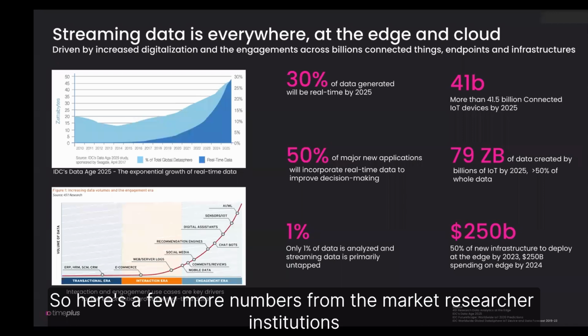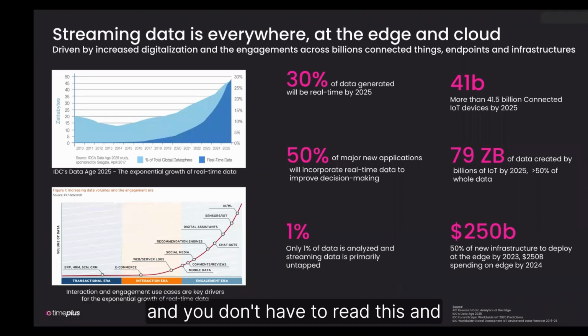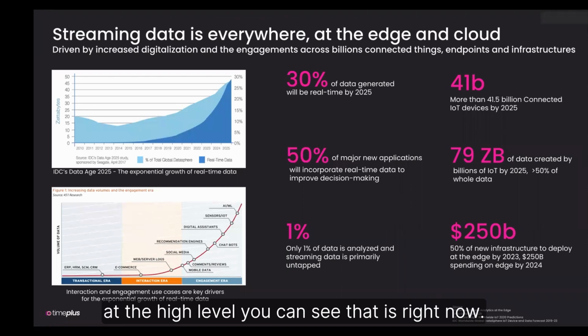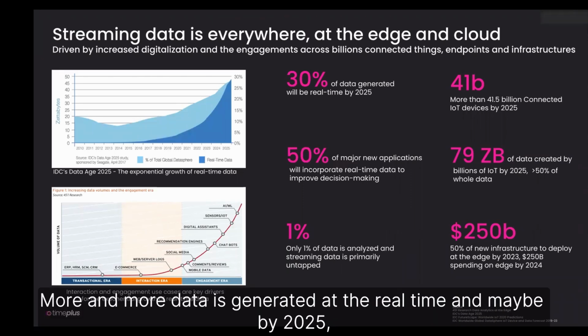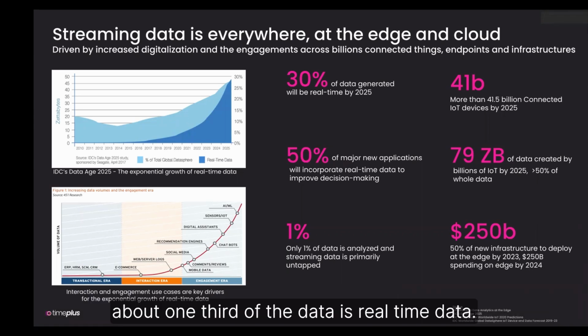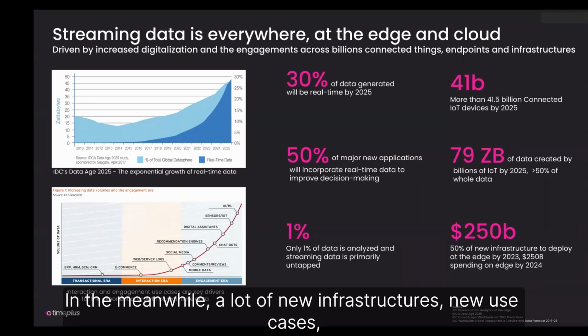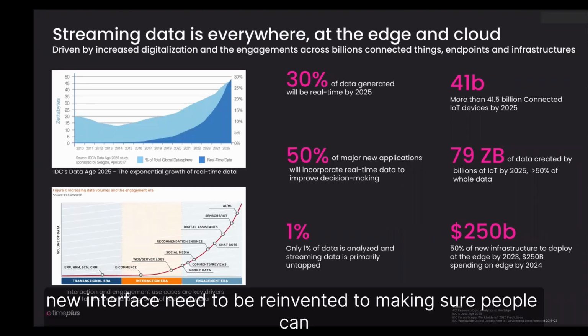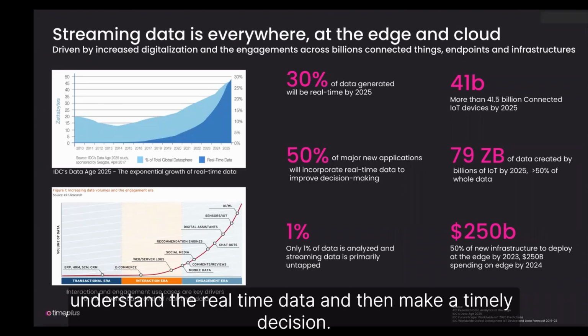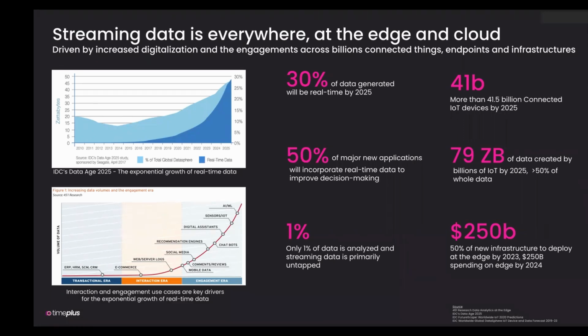Here are a few more numbers from market research institutions, and you don't have to read this. At a high level, you can see that right now, more and more data is generated in real time, and maybe by 2025, about a third of the data is real-time data. However, today, only maybe 1% of the data is analyzed. So the potential is huge. In the meanwhile, a lot of new infrastructure, new use cases, and new interfaces need to be reinvented to make sure people can understand the real-time data and then make timely decisions.